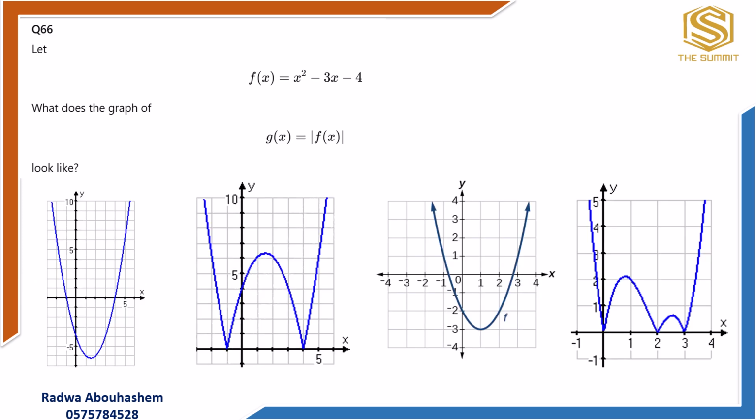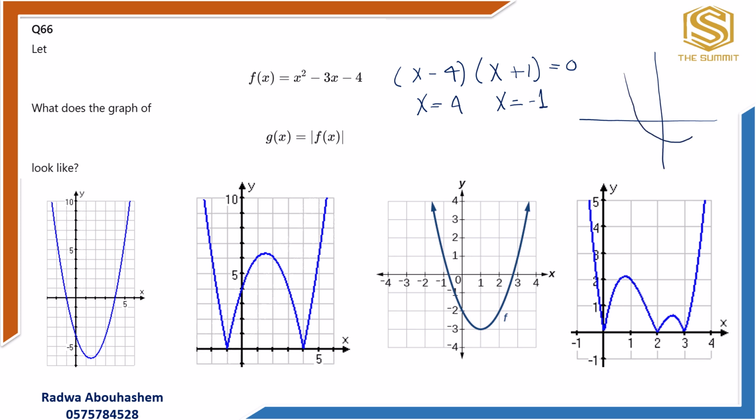The function f(x) equals x squared minus 3x minus 4, and g(x) is the absolute value of the function. Okay, here, let me first find the roots. If I factorize this one, it would be x minus 4 times x plus 1 equals 0. So x equals 4 and x equals -1. So basically, this was my function. It would be like this. Here is -1 and here is 4.